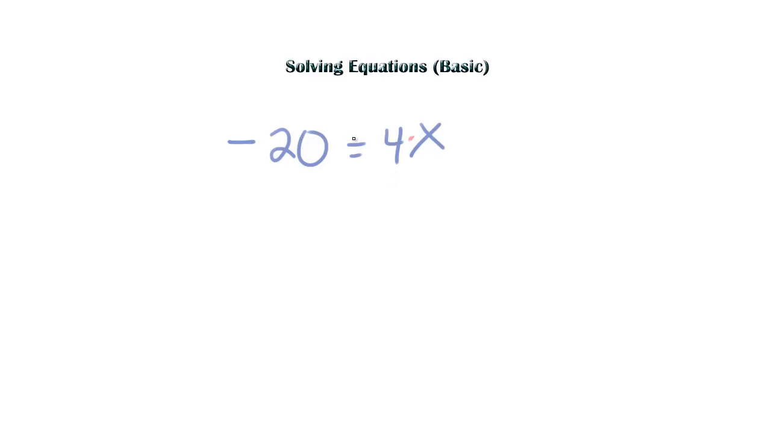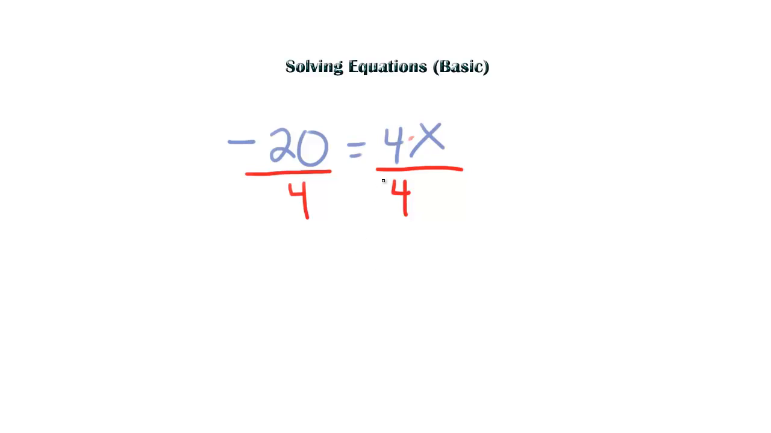So now we want to get rid of that 4. So what we want to do is divide by 4. Since this is multiplication, the opposite is division. So divide that by 4, but we want to keep the equation balanced, so we're going to have to divide this side by 4 also. Okay?